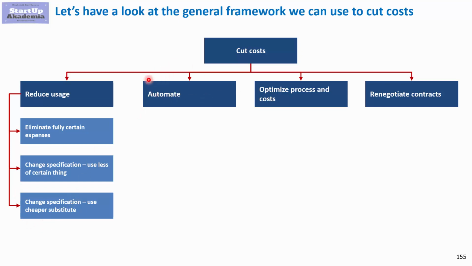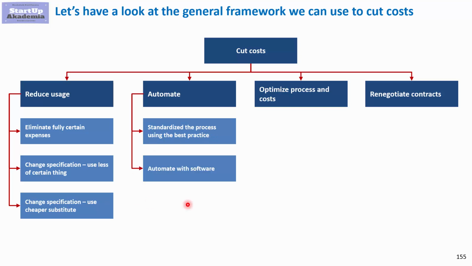The huge potential in cost cutting is obviously in automation. So the first way to do it is to simply standardize the process using the best practice. So it's more about having everybody understand and implement the best practice. Obviously, you can automate with software or with a machine. Then we are talking about optimizing processes and the costs.